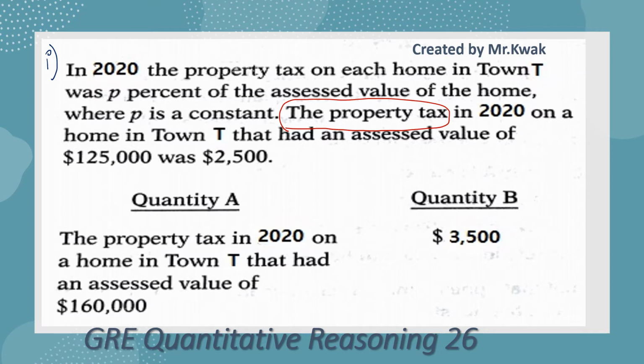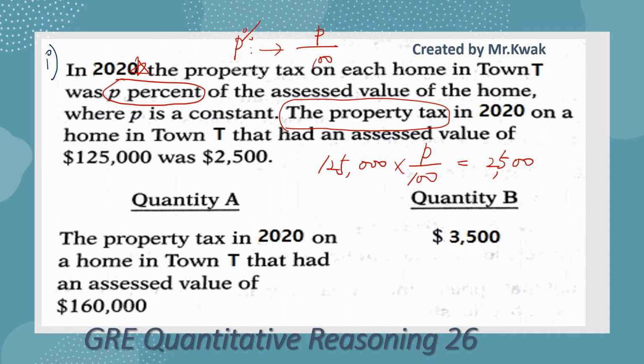So when you look at the sentence, when the value was $125,000, the tax was $2,500. And then the tax was P%. It could be a very important factor. And then the P is a percent. So to make it, we have to divide it by 100. Is that correct? Yes, right. So that's why I wrote here P over 100.